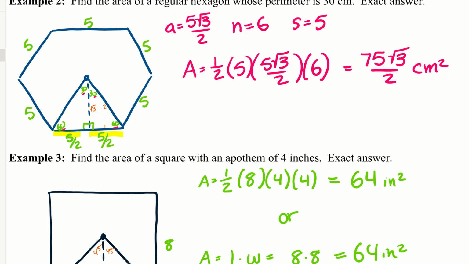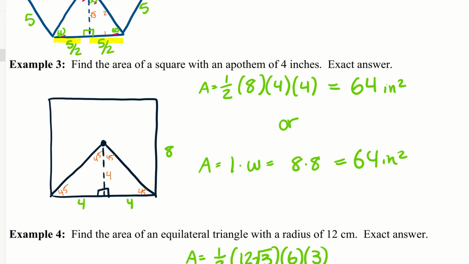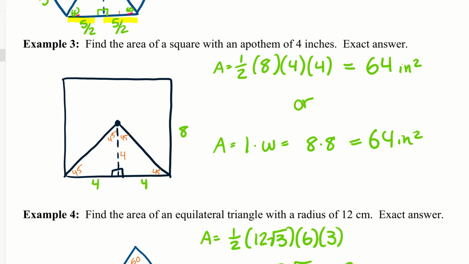Okay, example 4 is a little strange. It's interesting to think about a square as having this apothem inside of it, because the square is such a simple shape, and we know the area is just length times width. But we can also find area this way, and I did it both ways so we could see that it really does give us the correct thing.